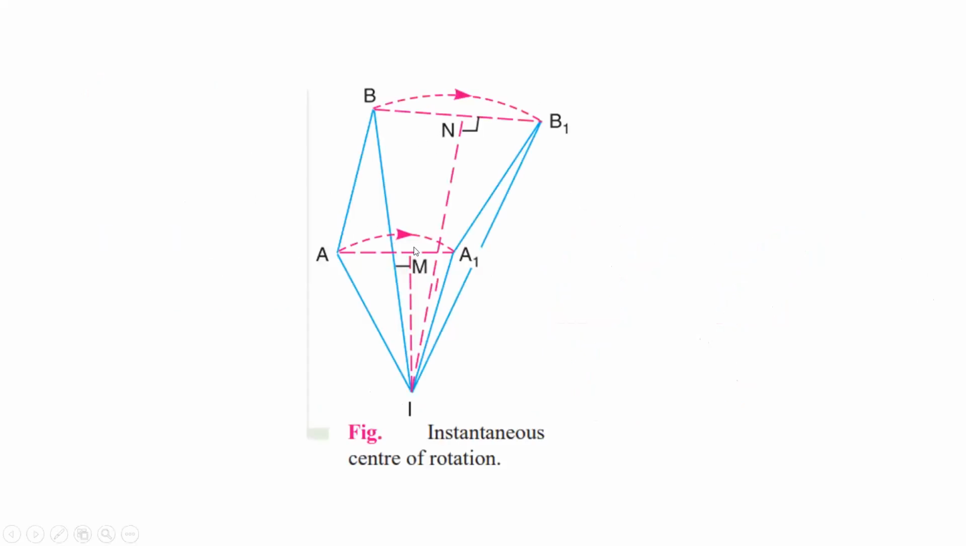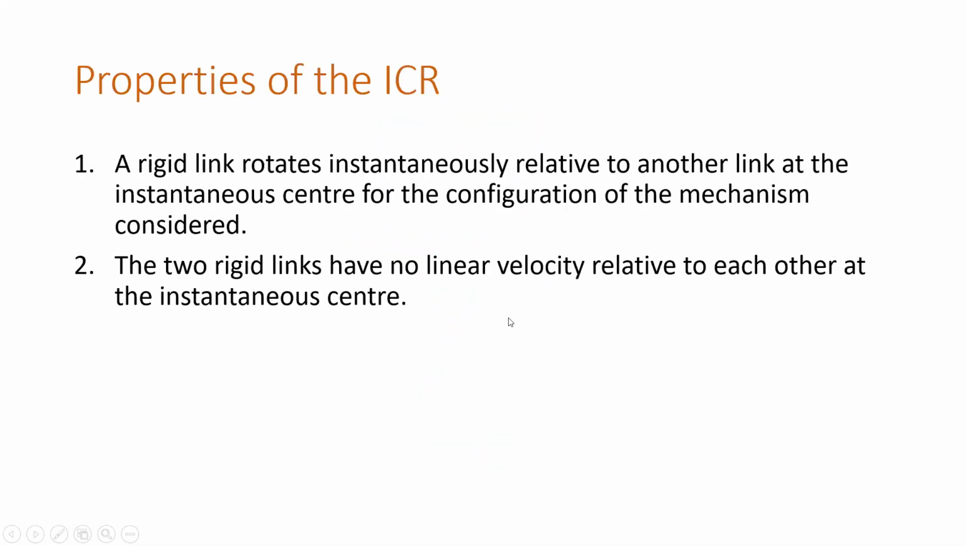Yes, sir. So how do we locate the ICR? We can consider the motion of link AB as rotational motion about this point, the center of rotation, which is called the ICR. Then what are the properties of the ICR? A rigid link rotates instantaneously relative to another link at the point of ICR for the configuration of the mechanism considered.